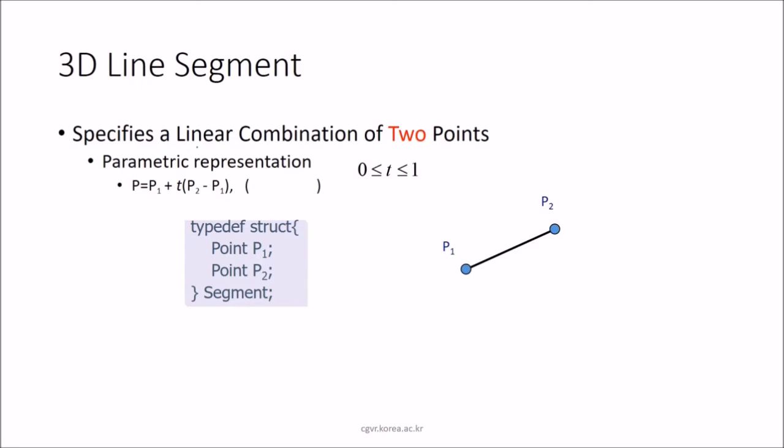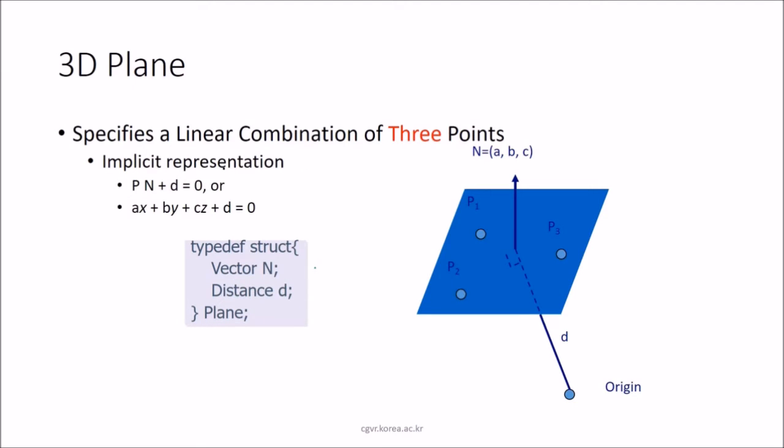Now about the line segment. This specifies a linear combination of 2 points. Here we have P1 and also P2, the second point. We write the parametric representation like this: P1 plus T times (P2 minus P1), where T lies between 0 and 1. How are you going to define the structure of this? Typedef struct point P1 and point P2, and the name of the structure will be segment. So you have 2 points here, the 3D line segment. What about the 3D plane? Now a plane, as you see, specifies a linear combination of 3 points.